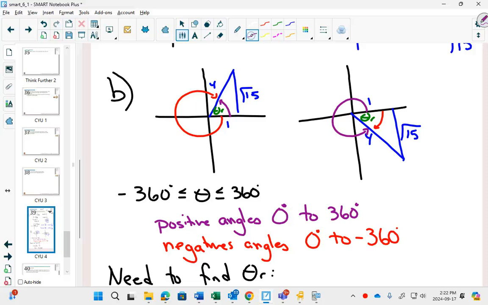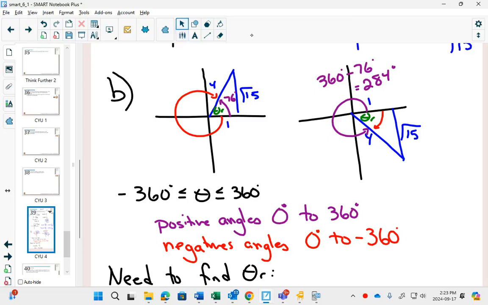In purple, are you okay that this one right here would be 76 degrees? In purple on the second one, if I know the green reference angle is 76, I could figure out the whole one by doing 360 degrees minus that 76 degrees. That will leave me with 284 degrees.